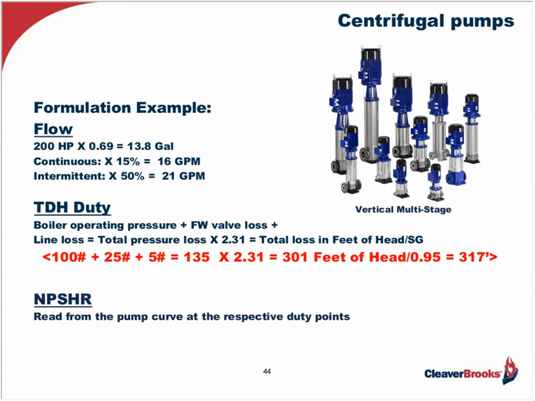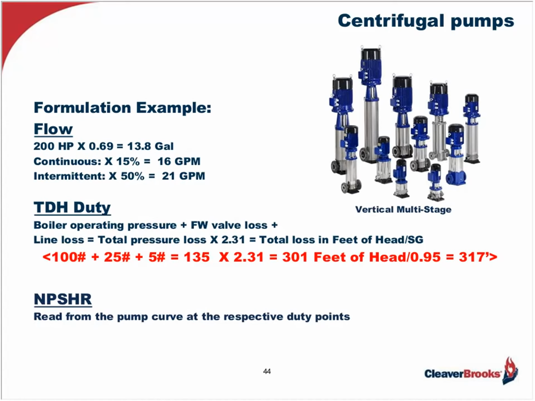So, understanding what is shown on a pump selection curve, here is how we arrive at the duty points to apply to the curve for selecting our particular pump for the 200 horsepower boiler operating at 100 pounds and using a continuously running centrifugal pump. So you see up on top here, we have a 200 horsepower boiler. We use a factor here which will get us to GPM flow, or 13.8 gallons per minute. And if we've got a continuous operation, we add the 15%, so now we're up to 16 gallons per minute. If it's intermittent, we'd add 50%, we'd be at 21.